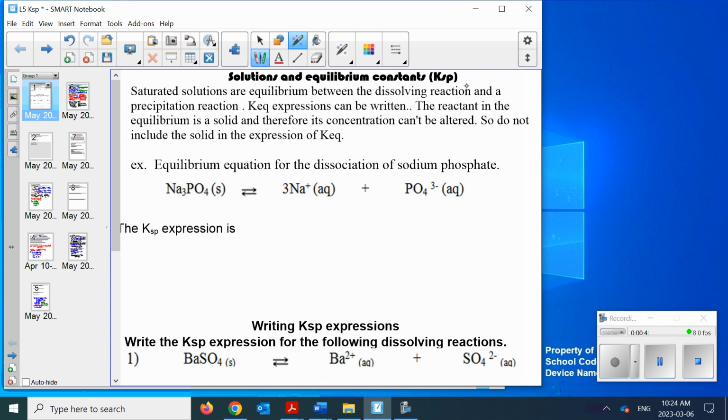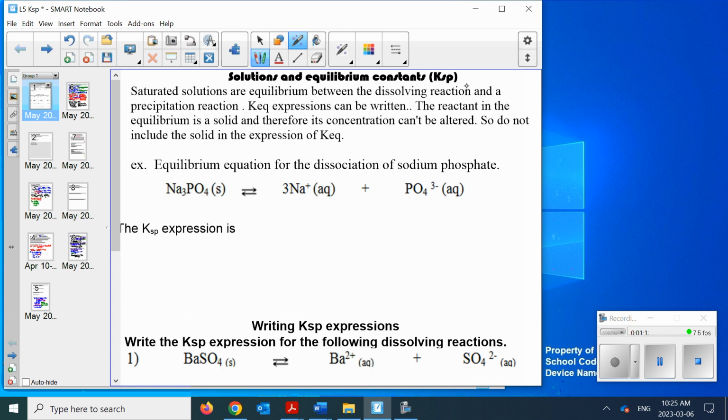Saturated solutions are an equilibrium between the dissolving reaction and precipitation. Kq expressions can be written. The reactant in the equilibrium is a solid, and therefore its concentration can't be altered. It's 100% sodium chloride, or 100% in this case sodium phosphate. So don't include solids in your K expression.